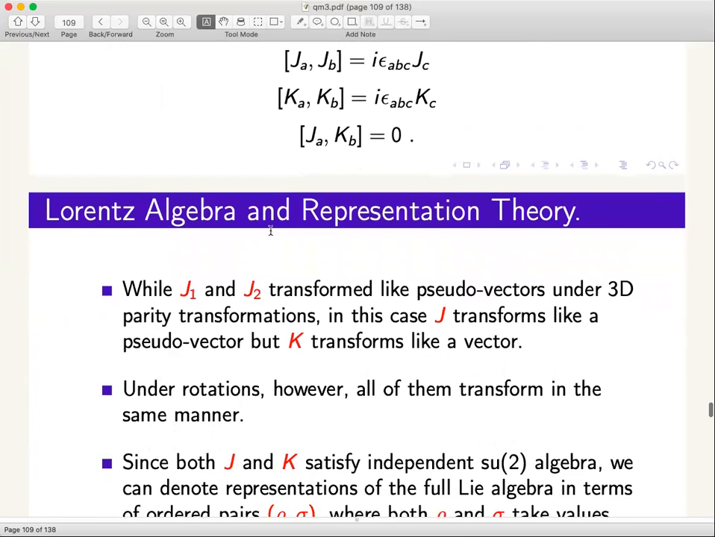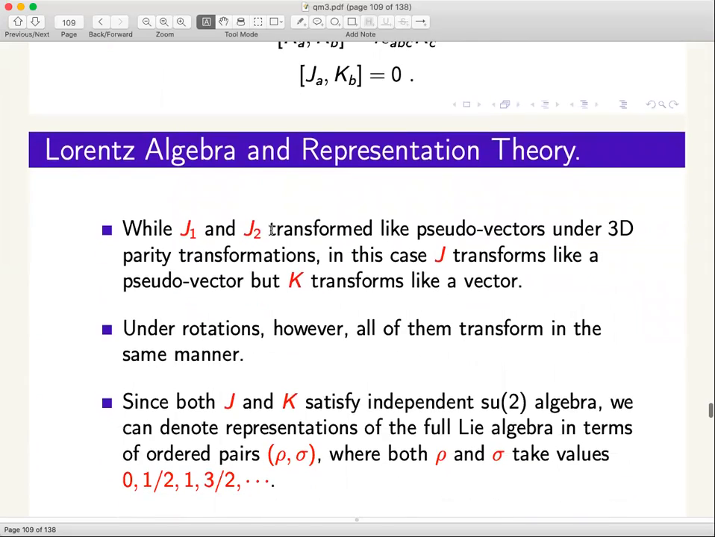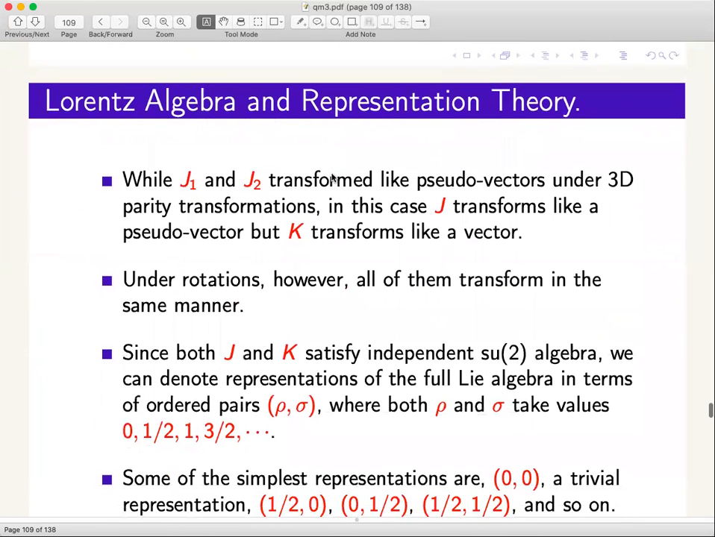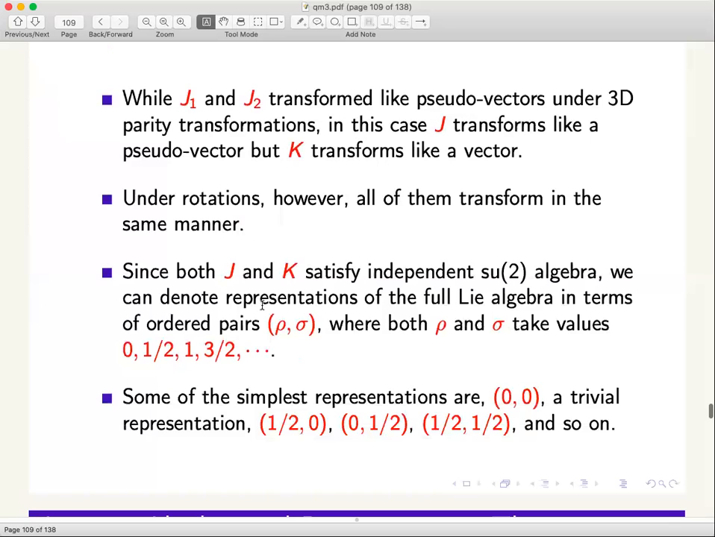But the point that I wanted to make was that given that these algebras commute with each other, it implies that the total representation theory involving these two sets of generators is that of two independent SU2 algebras, and therefore the representations of this full algebra would be written just by an ordered pair, and every element of this ordered pair takes positive semi-definite half integral values. That means rho and sigma are 0, half, 1, 3 half, and so on.